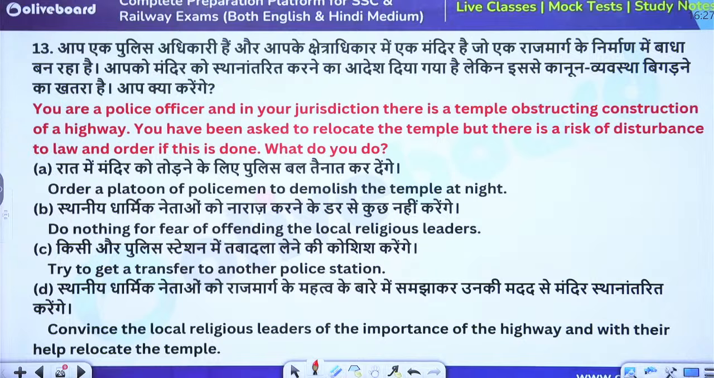You are a police officer and in your jurisdiction there is a temple obstructing construction of a highway. You have been asked to relocate the temple, but there is a risk of disturbance to law and order if this is done. What do you do? Okay. Now order a platoon of policemen to demolish the temple at night.